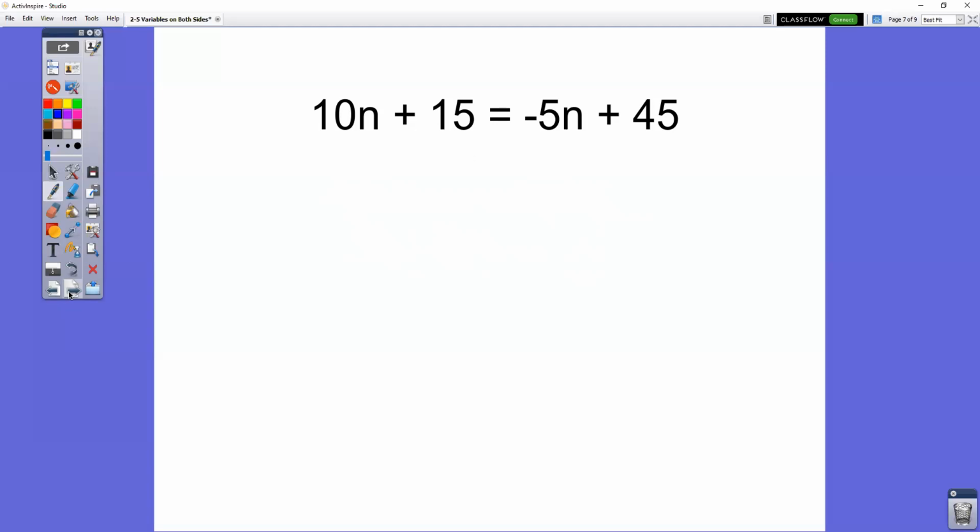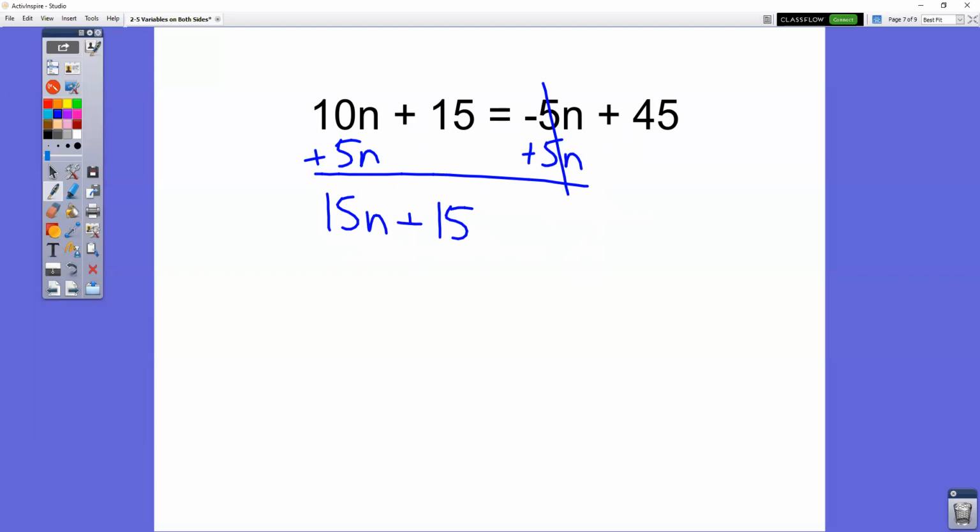So you have your choice. You could either work with the 10n or the negative 5n. I would work with the smaller of the two letters first. So I would try and work with the negative 5n by doing plus 5n and plus 5n. Those 5n's cancel out. If you wanted to, you could have subtracted 10n from both sides as well. So 15n plus 15 equals 45.